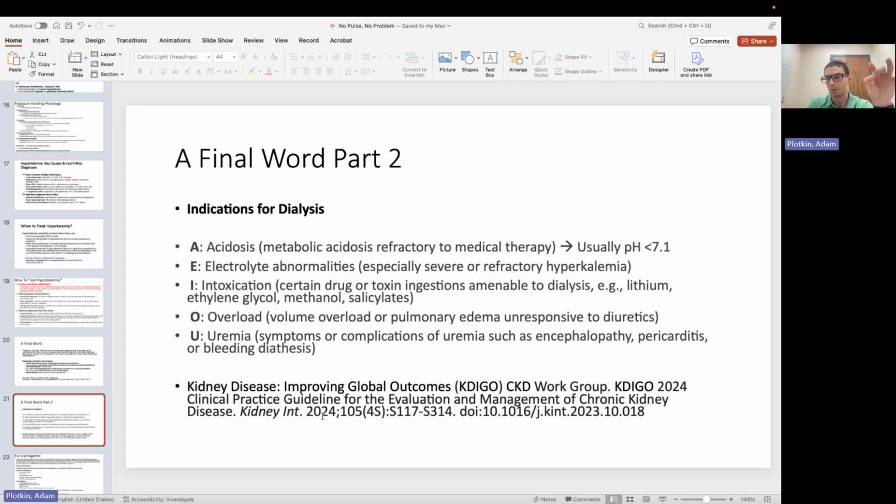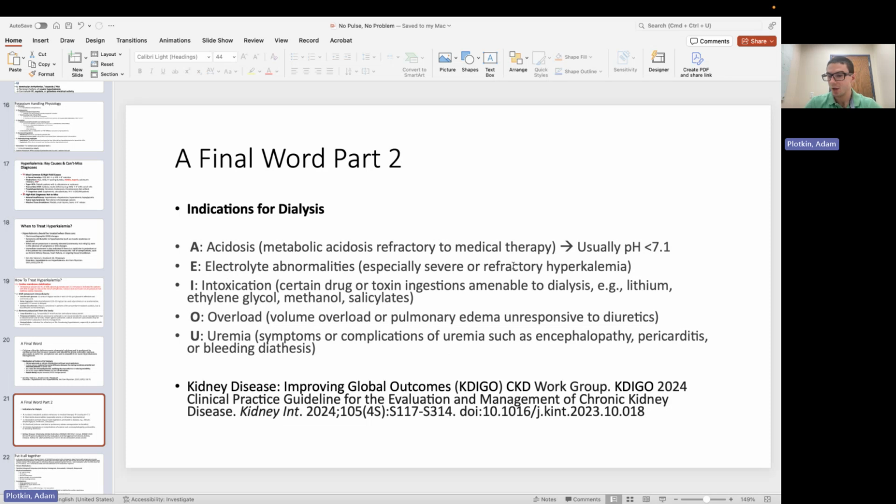So a final word, part two, just because this lecture would not be complete without it. What are our indications for dialysis, right? There's an A, E, I, O, and U mnemonic. So A would be acidosis, right? So metabolic acidosis refractory to medical therapy. The literature states usually we can consider this when the pH is less than 7.1.